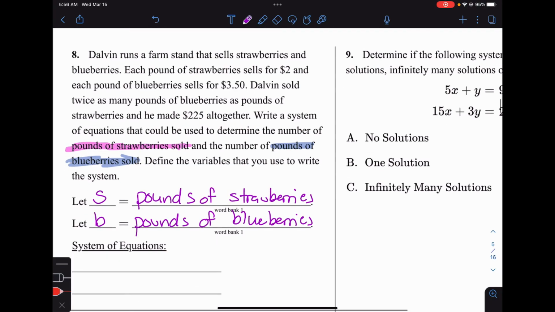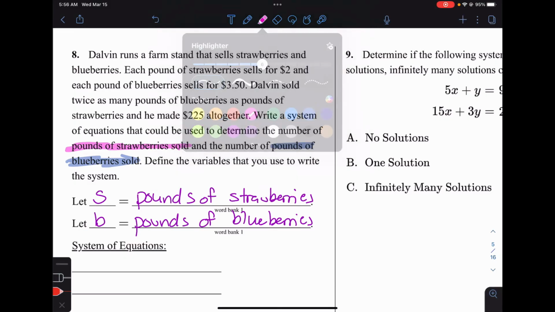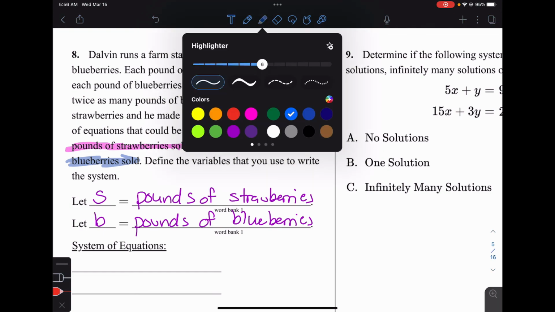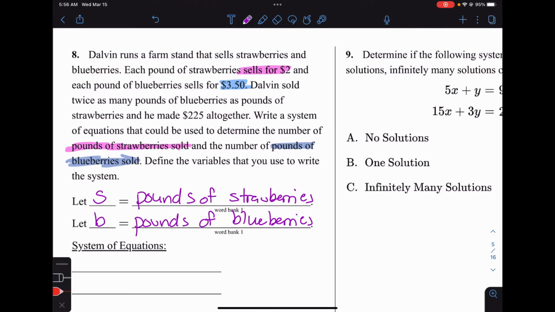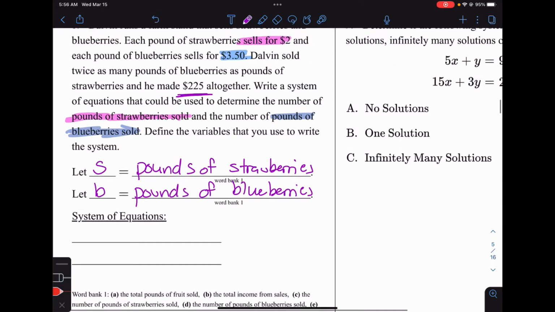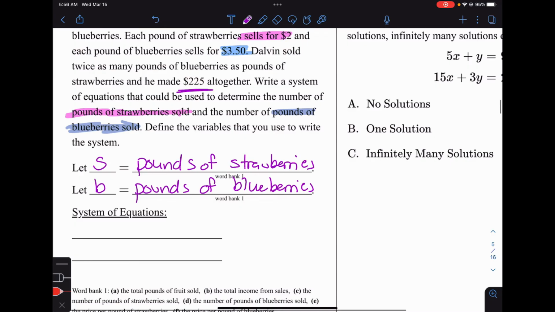Now, first thing I would look at is the cost information that they gave us, right? They told us that our strawberries sell for $2 and our blueberries sell for $3.50. And then they give us the total amount of money he made, which is $225. So the equation you want to set up here is that 2 times our number of pounds of strawberries plus $3.50 times our number of pounds of blueberries is going to have to give us $225.